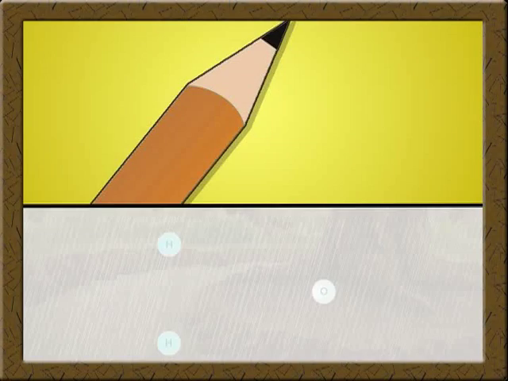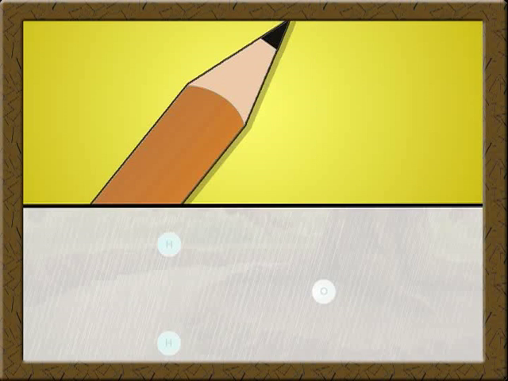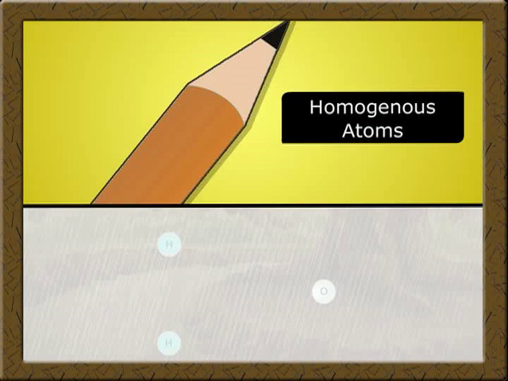Now observe the pencil. In the middle of two wooden blades, one graphite piece is inserted. This substance, graphite, is made of carbon. So graphite is another form of carbon atoms. These carbon atoms are similar, so they are called homogeneous atoms.